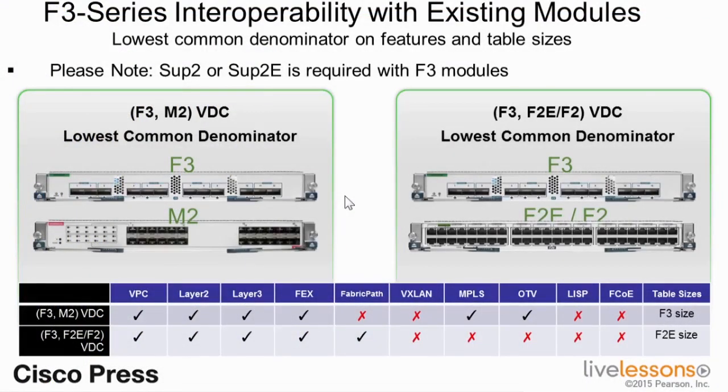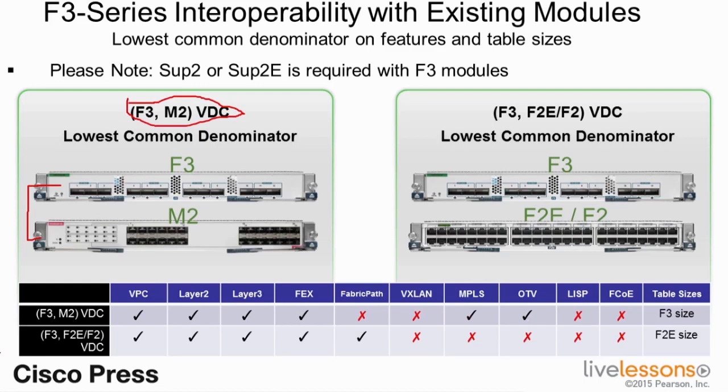If we look at F3 series and interop with existing modules, remember I mentioned we can have F3 and M2 in the same VDC. The thing to call out here is when I intermix these two in the same virtual device context, I go down the least common denominator from a feature set perspective, meaning that F3 in the prior slides talked about LISP and VXLAN. So when I do F3 and M2 interop, I don't get VXLAN and LISP. You can see there's an X here. I do get MPLS because there's a common feature set between the two, as well as overlay transport virtualization.